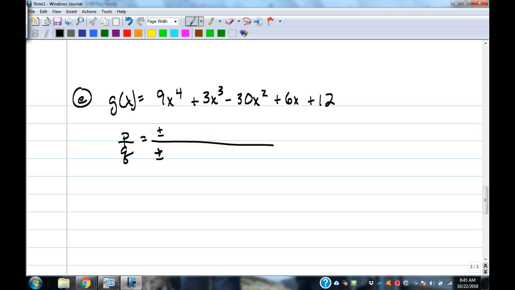You could do it before. What would be the GCF of that? 3. So if you factored out a 3, that'd give us 3x to the 4th plus x cubed minus 10x squared plus 2x plus 4, which would then make your P over Q. I did that backwards. I said P over Q and wrote P and Q in that order.